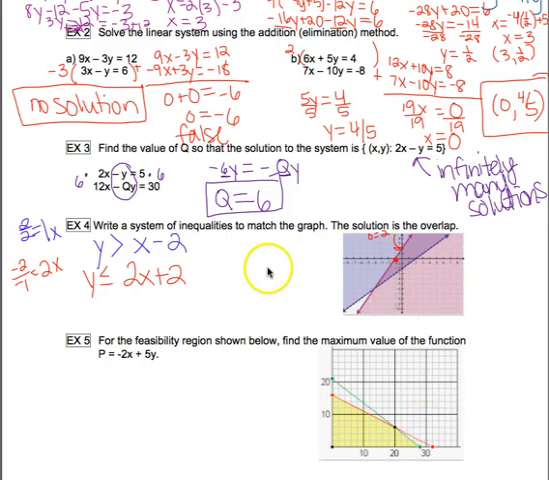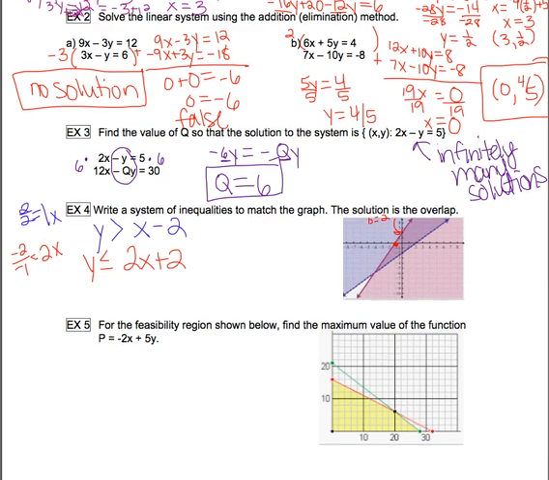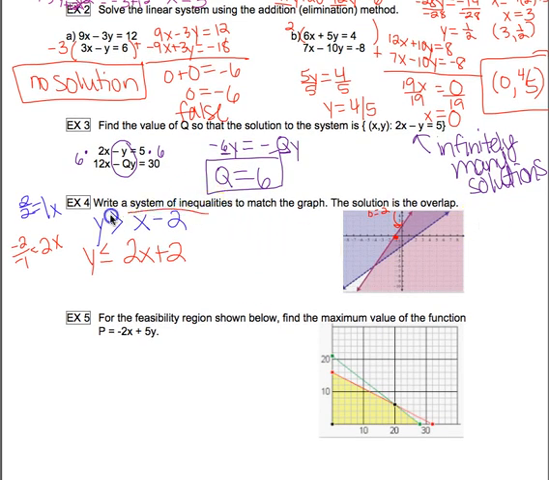Remember that with a system of equations, the answer would just be this intersection point. I can't tell exactly where it is, but it looks like it's maybe at about -4, -6 or so. When it's inequalities, the solution is always a shaded area, the overlap in this case. So this would be the system that would match the graph that we see.